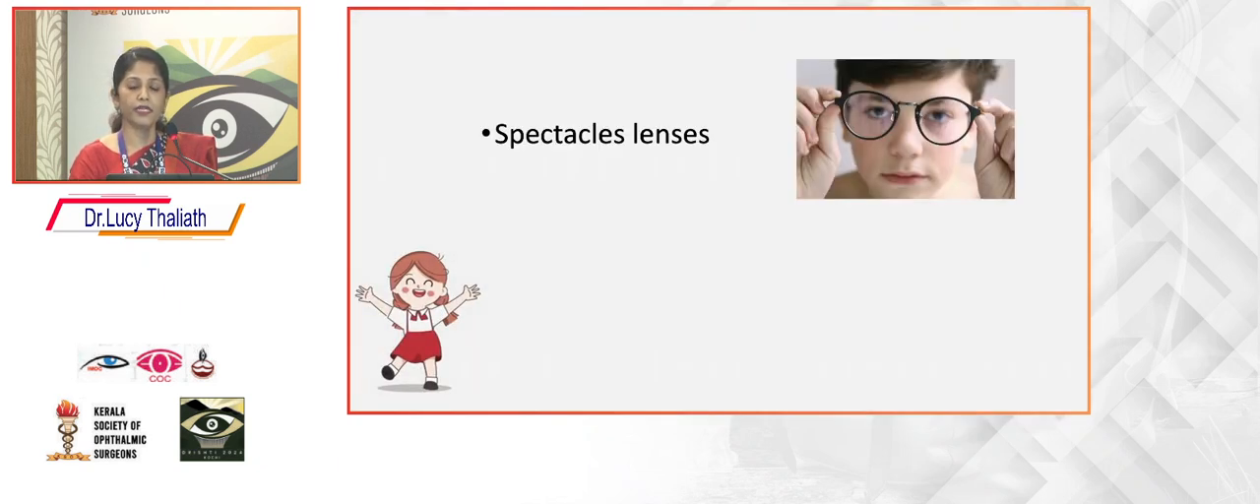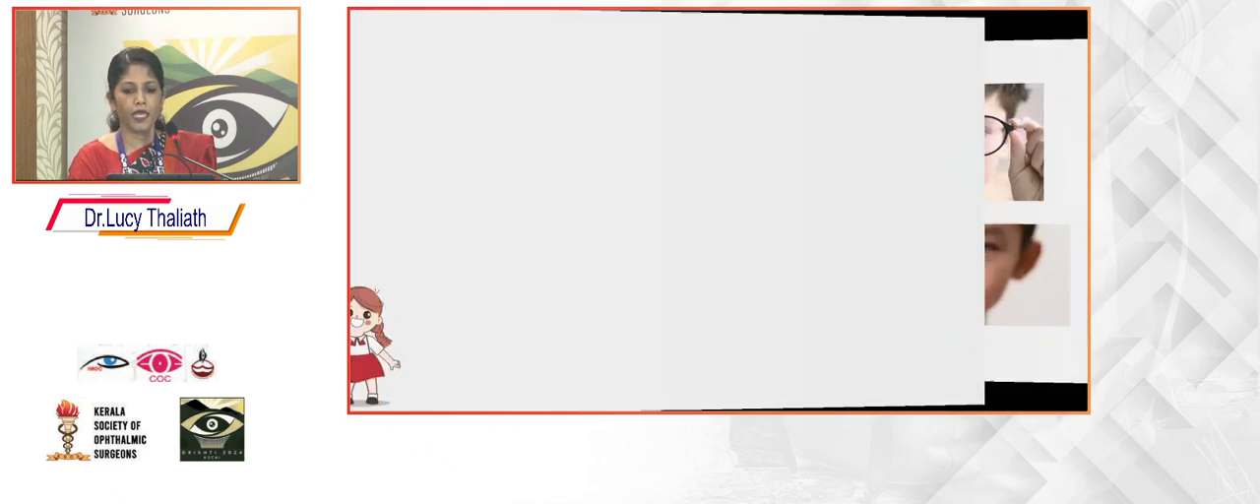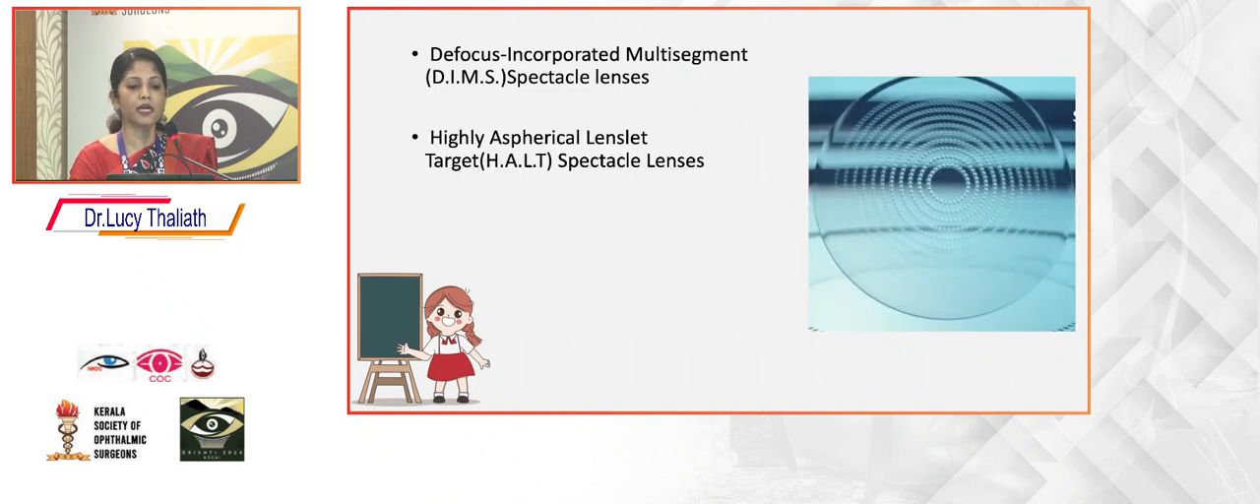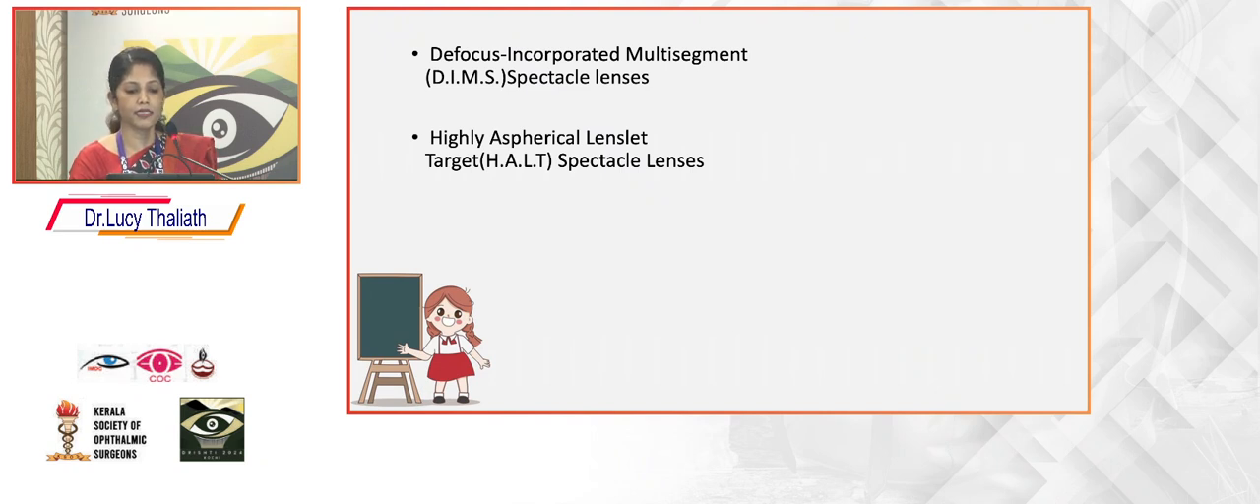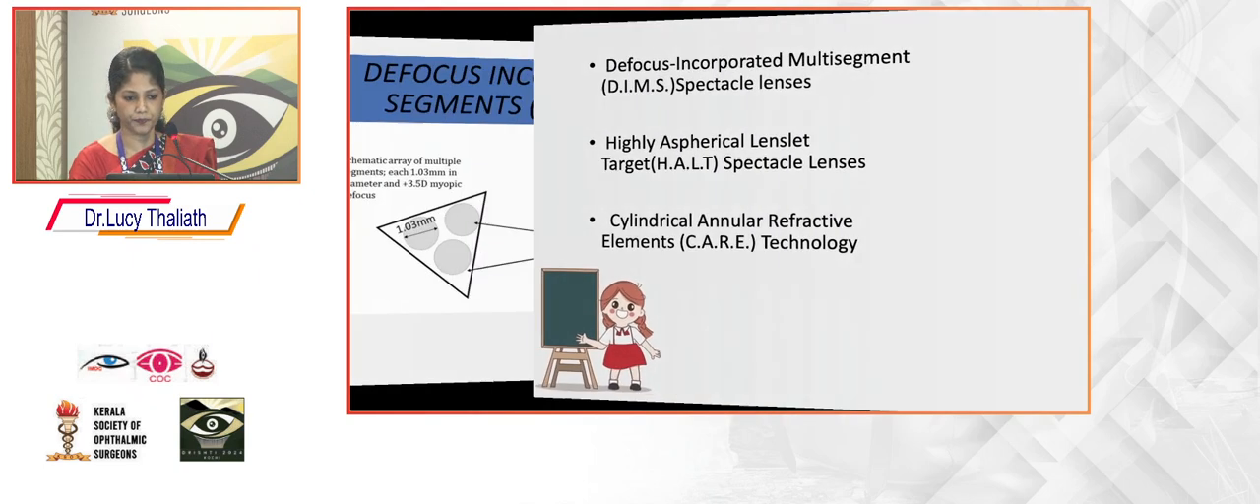So what are the various options available? Spectacle lenses are widely used in India, and contact lenses are not much used in India. These are the various options available in India. One is the DIMS glasses, or the defocus incorporated multi-segment spectacle lenses. Next is the HALT glasses, that is the highly aspherical lenslet target spectacle lenses. Next is the lenses using the CARE technology, or the cylindrical annular refractive elements technology.